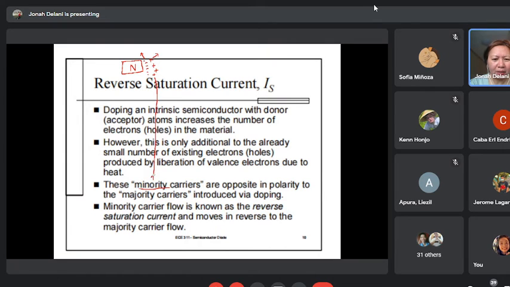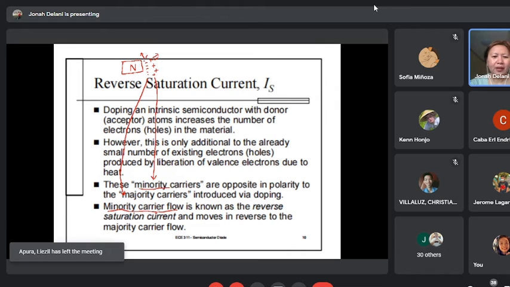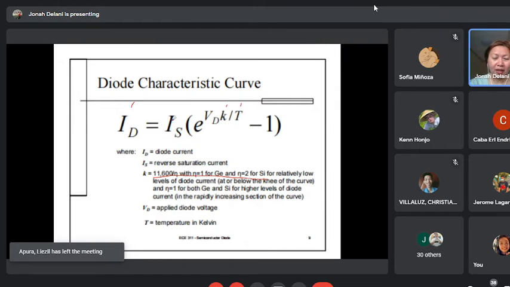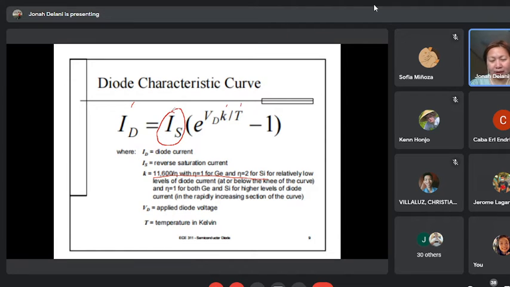For the P-type material, the holes are the majority and the electrons are the minority. So anyway, when there is a current, the electrons move, and the holes also move. So there is a minority carrier flow. This is the reverse saturation current. This is due to the minority carriers.